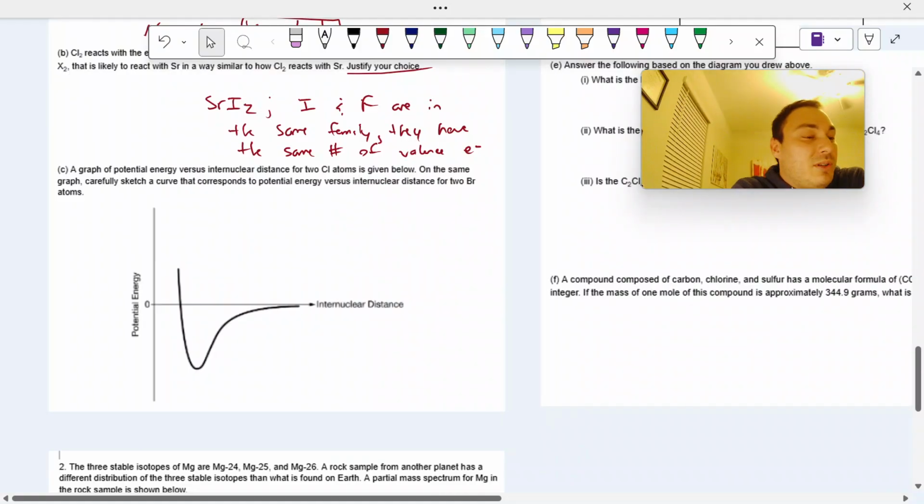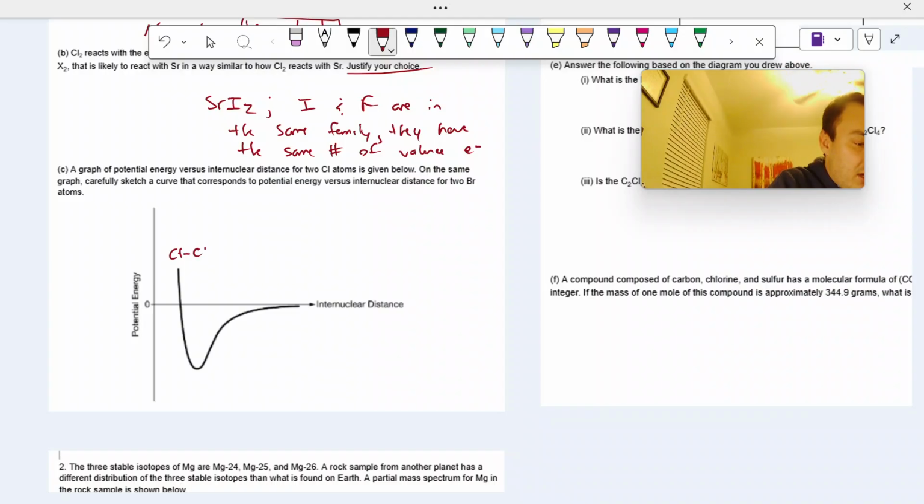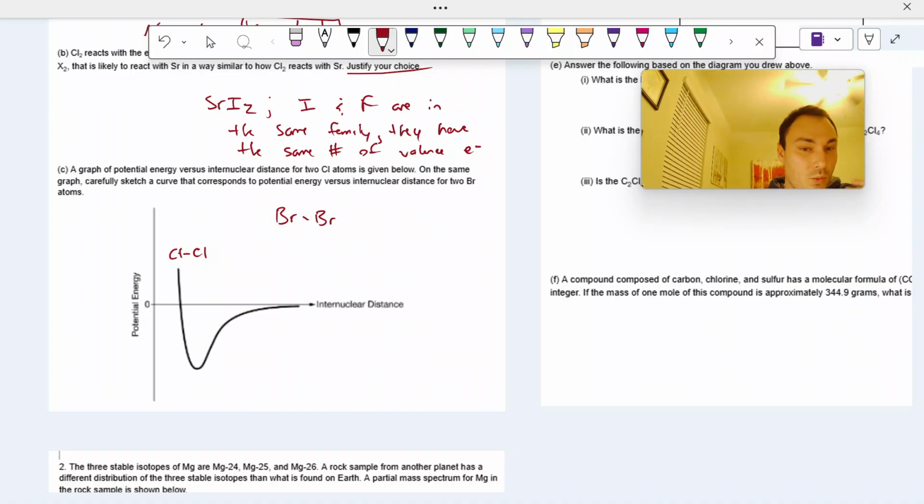Next, a graph of potential energy versus internuclear distance for two chlorine atoms is given below. On the same graph, carefully sketch a curve that corresponds to the potential energy versus internuclear distance for two Br atoms. So we're saying that this is Cl-Cl, and we need to draw Br-Br. All right, these graphs are a little tricky. However, they're a little complicated. There is only one thing we need to worry about. Where do we put the trough?